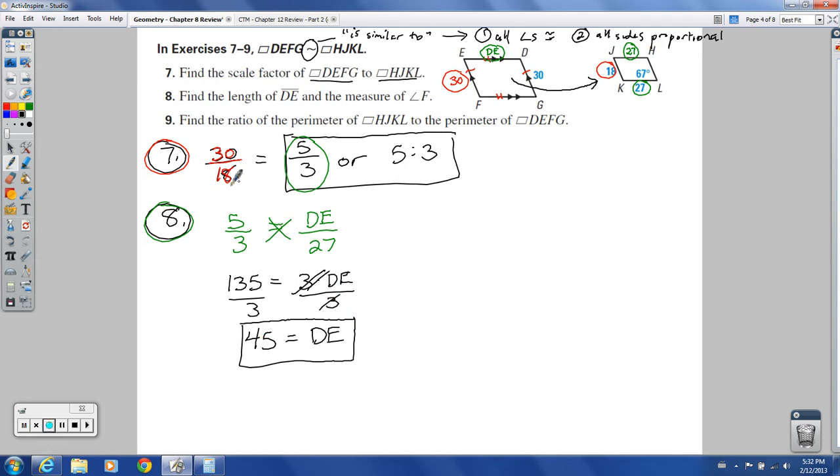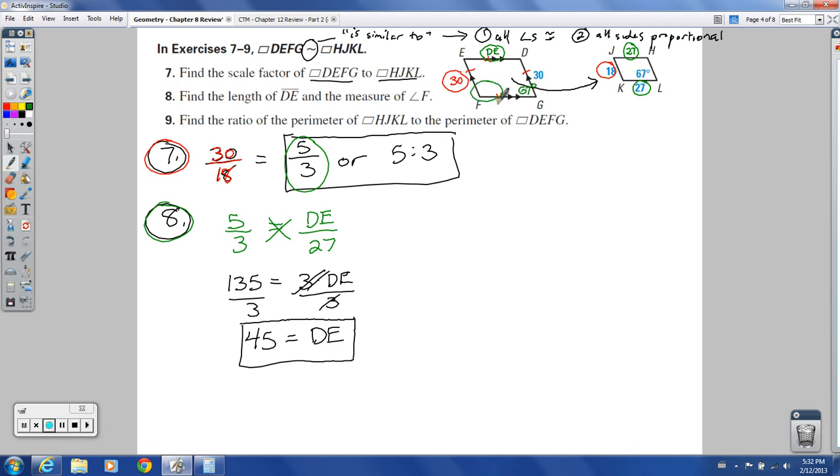And then number 9, the ratio of the perimeters. I'm not done though with number 8. Sorry, the measure of F. Getting ahead of myself there. The measure of F is going to be, here's 67 here. These are similar, so that must match up. That's got to be 67.